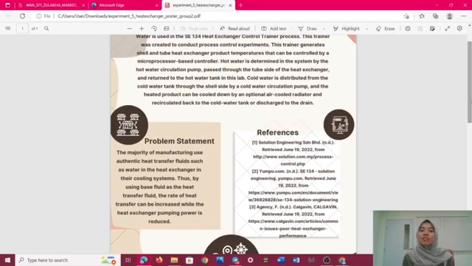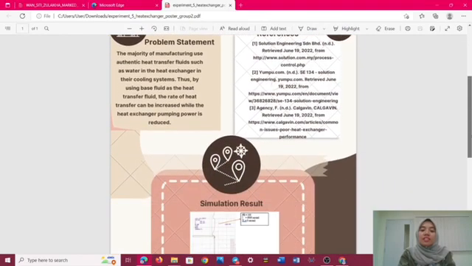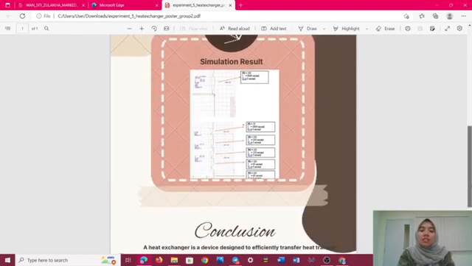Now we go to the references. We have three references for this lab, which are Solution Engineering Sdn Bhd, UPUCOM, and Agency F. That's all for the references. And then we go to the simulation result.